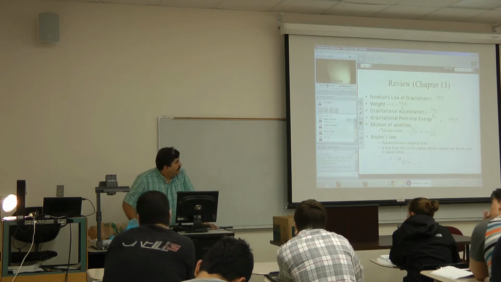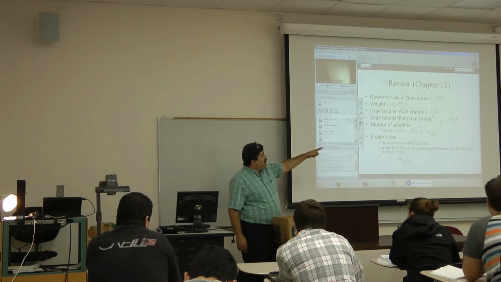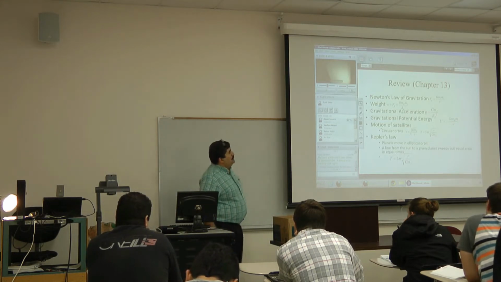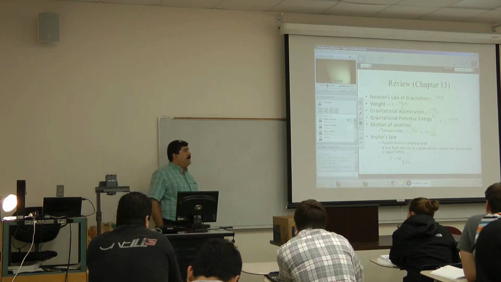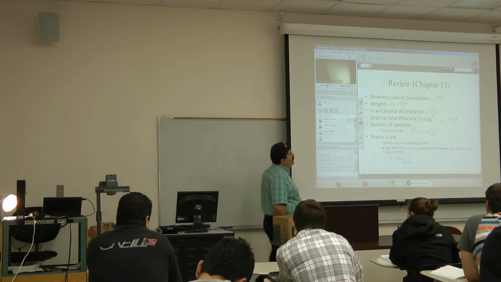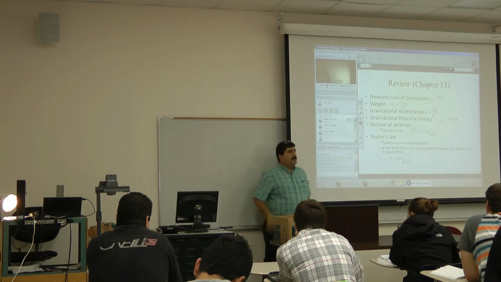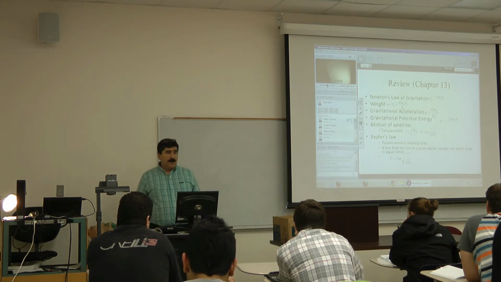Also, we define the gravitational potential energy as U equal to negative G M_E M divided by R. We calculated that using the definition of U, and we basically proved it by taking the integral of the force with respect to R.